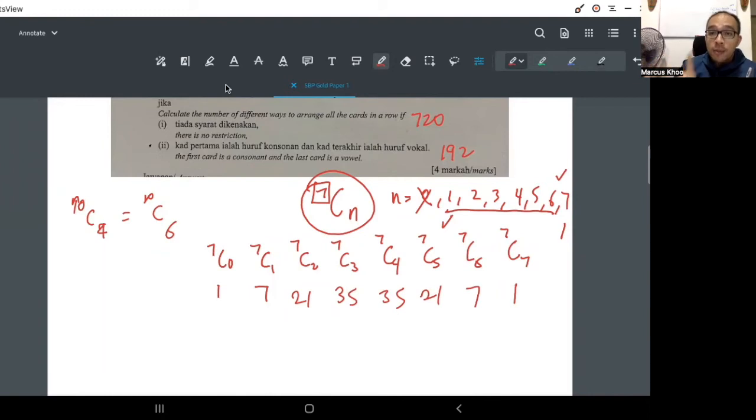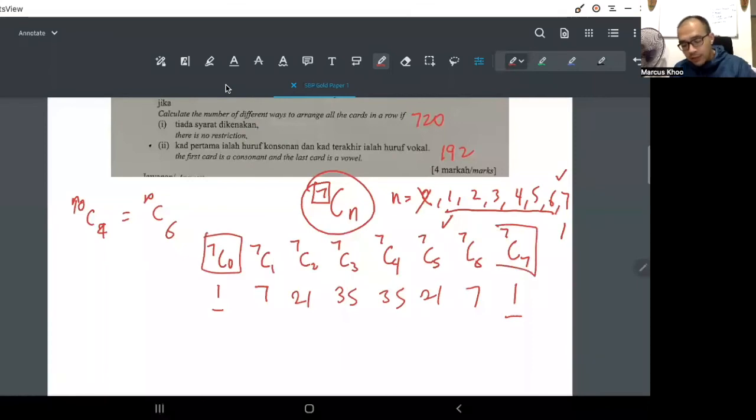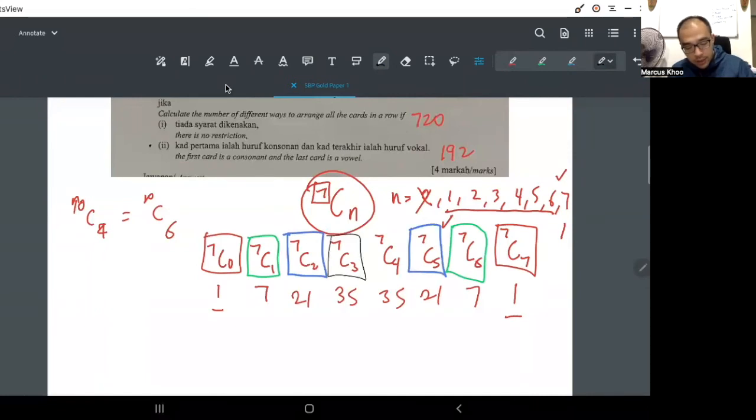Always forms an up and down pattern where the first and the last value is the same. 7C0 is the same as 7C7. 7C1 is the same as 7C6. 7C2 is the same as 7C5. And 7C3 is the same as 7C4. That's the first thing you need to notice.